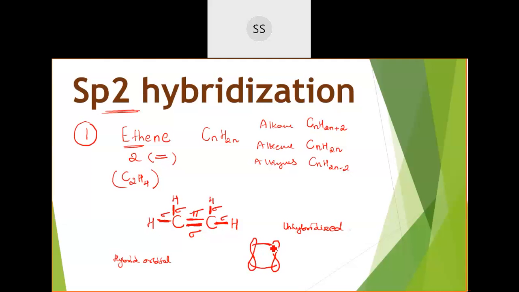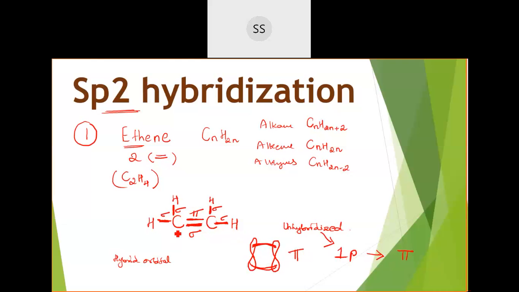It should overlap laterally in this fashion, and one pi bond will be formed. How many pi bonds do we need? Only one pi bond. So what you need to do here is keep one p orbital vacant in both carbon atoms, which will be utilized for pi bonding. It should be unhybridized, meaning you are not going to use it for the mixing process.